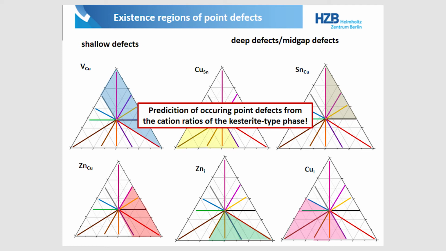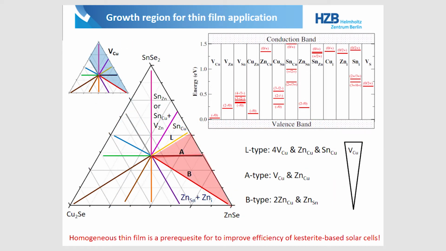But it's very difficult to determine the composition of your Kesterite phase in your thin film because you have also the secondary phases, and you will always measure an integral composition of the whole film. Now you can think about what would be the recommended growth region for your thin film. So you have to avoid deep and mid-gap defects if possible. And I think it would be good to have only A-type.